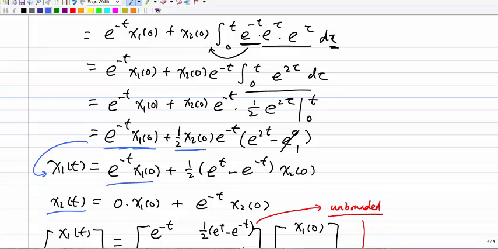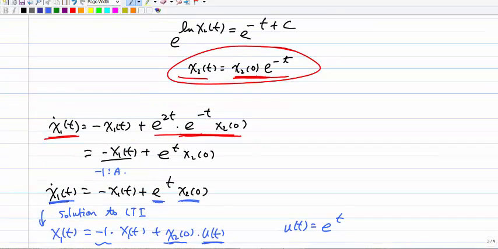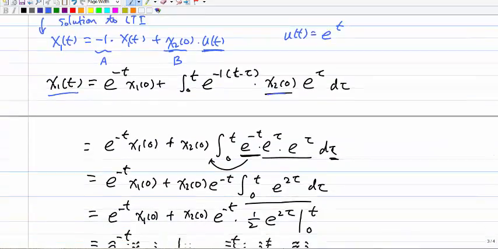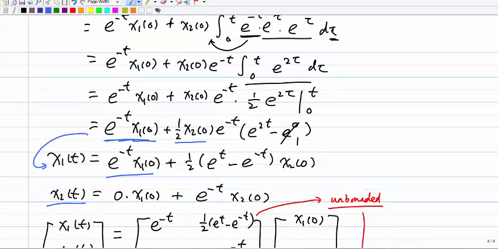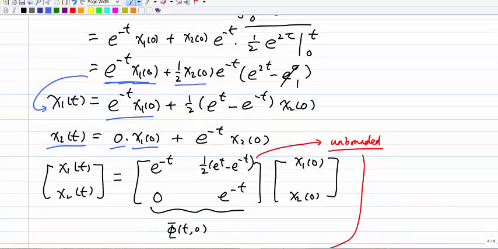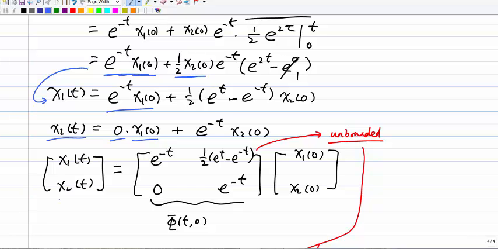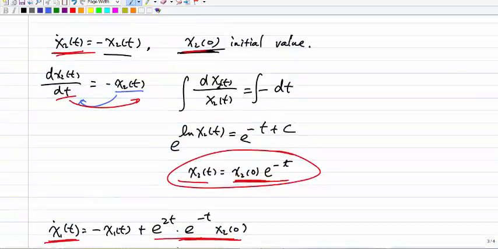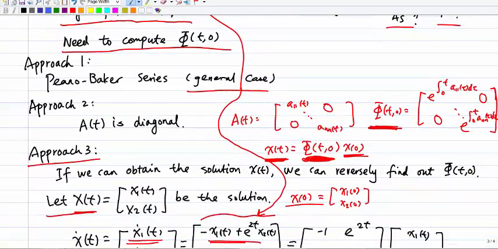And x2t is what I calculated over here, which is x20 times e to the minus t. I can add 0 times x10 because it doesn't change anything. So if you write this one, we can say the solution is x1t, x2t. It happens that we can write this in the form we want.